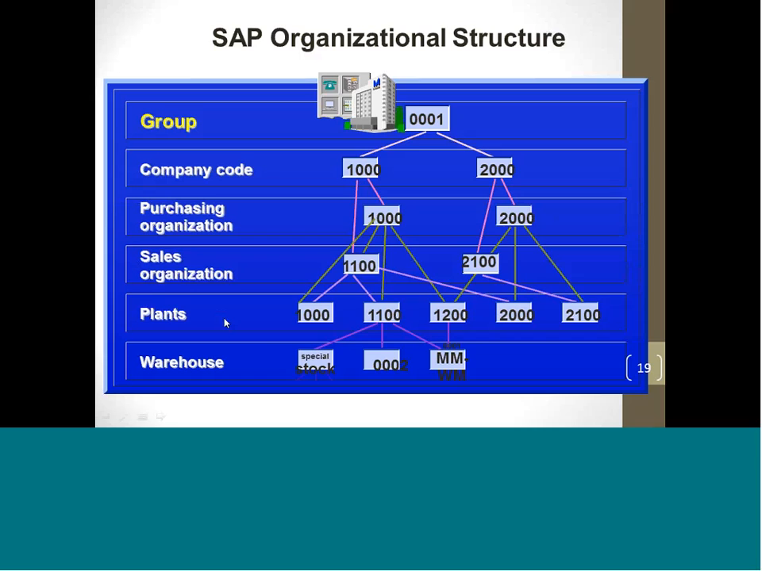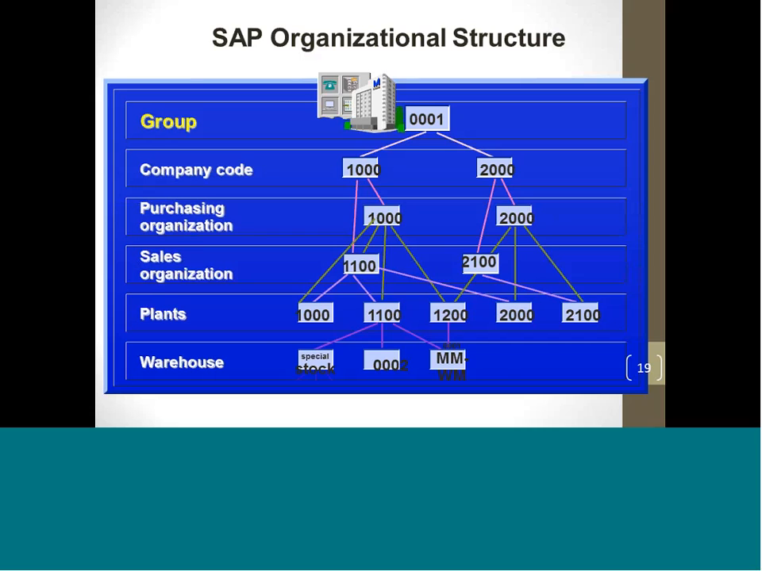And each plant can have a purchasing organization. A purchasing organization is the department responsible for buying material for that plant. It is a team of people who does all the procurement. Either it is assigned to a company code, and they do all the procurement for that company code, or it is assigned to a plant, and they do all the procurement for that plant.